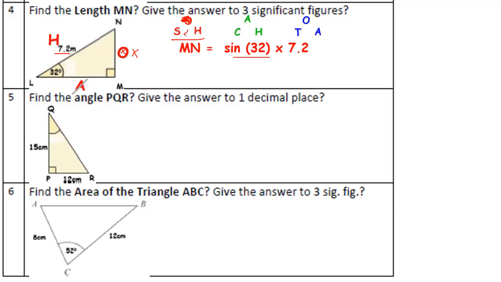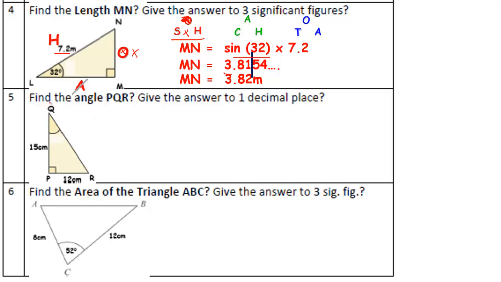So sine of the angle times the hypotenuse. Sine of 32 times 7.2, I'm going to get that, which when I round it to 3 significant figures, 1, 2, 3, that's going to be 3.82. 3.82 is my answer. And look at all the units, they're in meters, so 3.82 meters. Make sure you're able to do that, and you can do that yourself.